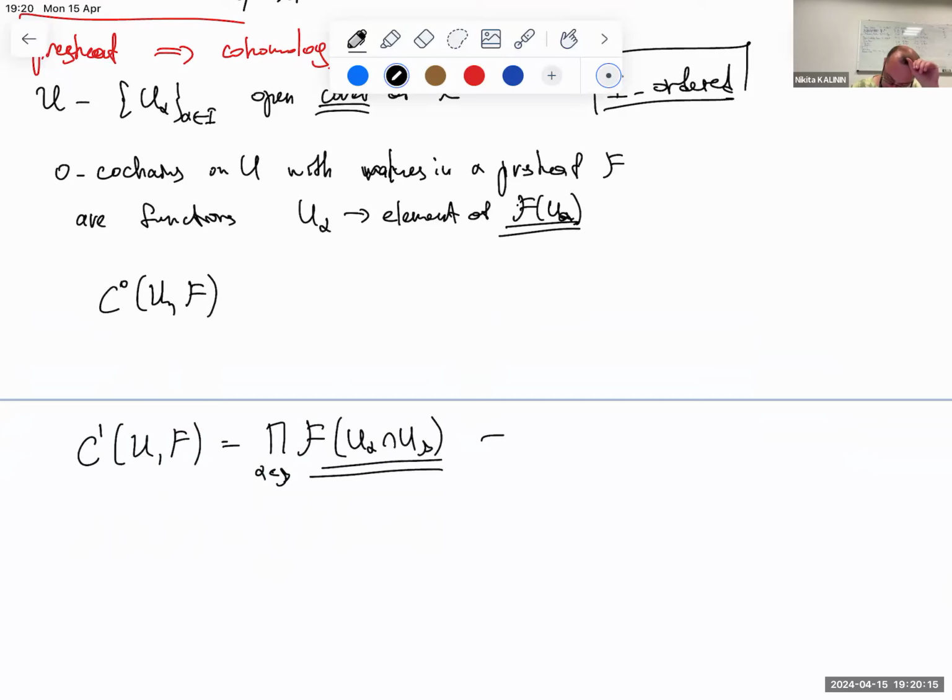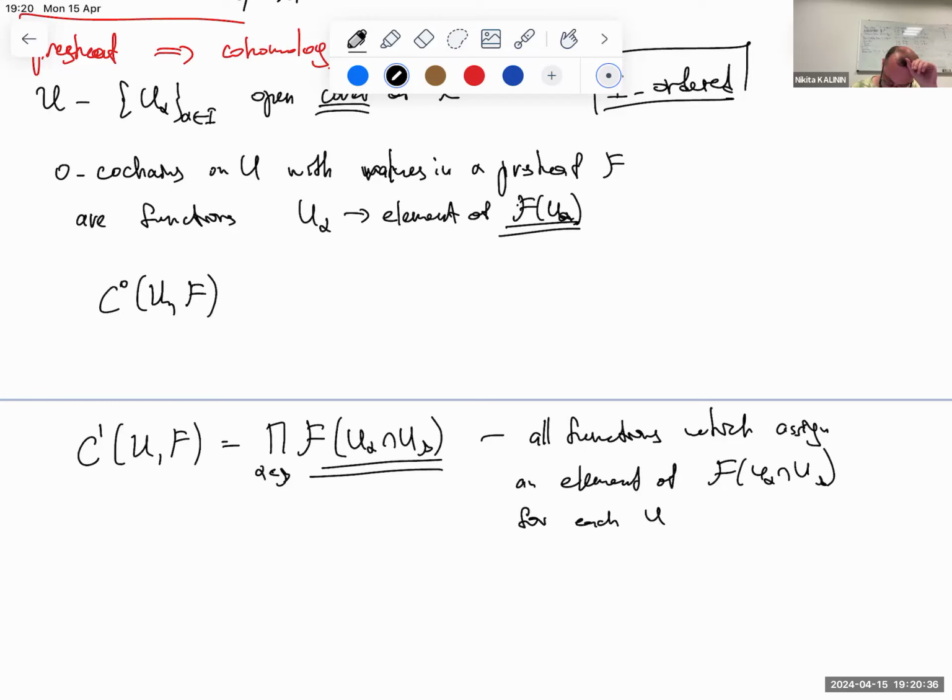So it's like all functions which assign an element of F of U alpha intersect U beta for each U alpha intersect U beta. So you may think that for each pair alpha, beta, we have such a thing. So that's just all functions.